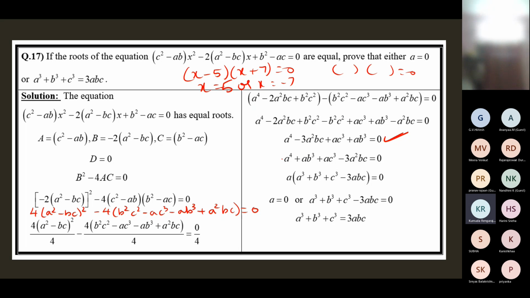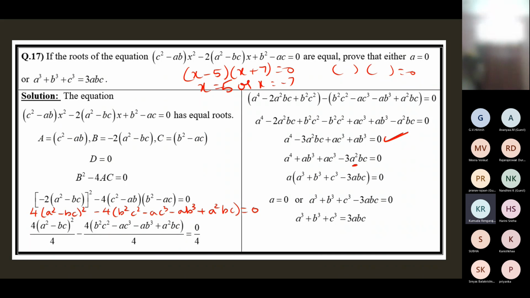Basically this is just rearranging, children. See here, even without rearranging, you can do it. If you ask me why have you put the 3 a square bc behind, how do you know that you'll have to put it here? You don't have to put it there. No problem, I'll work and show you. I don't know, for some reason, I've just arranged it like this. It's okay if you don't arrange it like this.